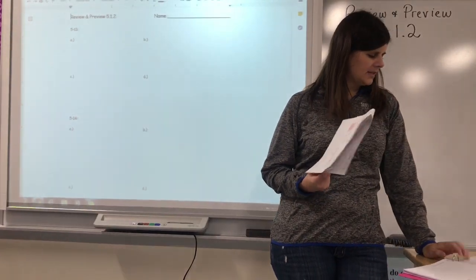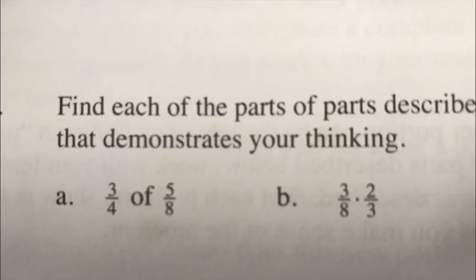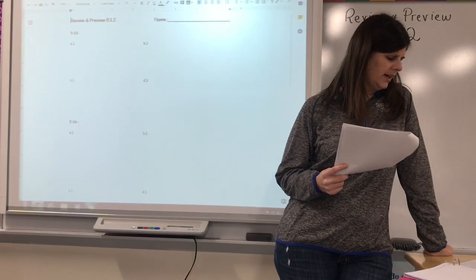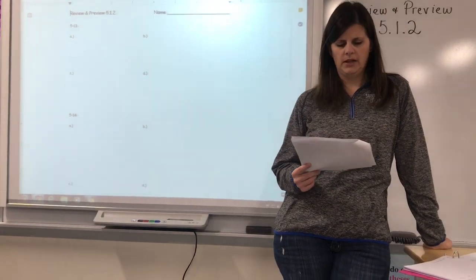On question 14, it says find each of the parts of parts described below. For all four of those, basically they're wanting us to multiply. Even on parts A and C, when it says the word of, that's still an indication that we're supposed to find the product and multiply. It also asks you to create a diagram that demonstrates your thinking.